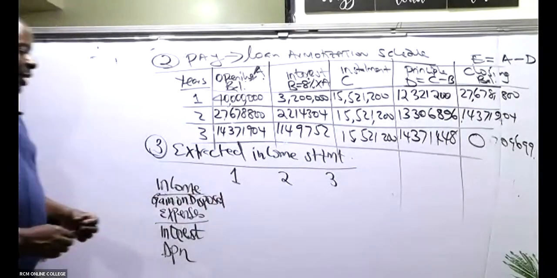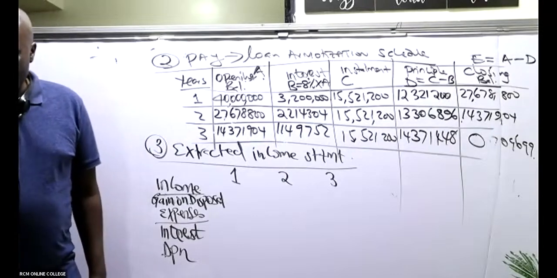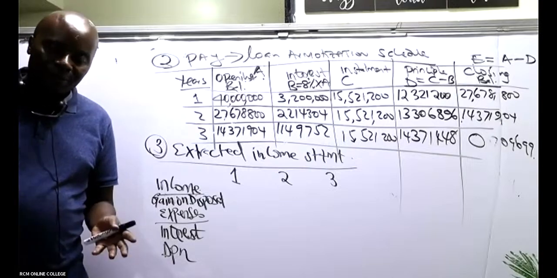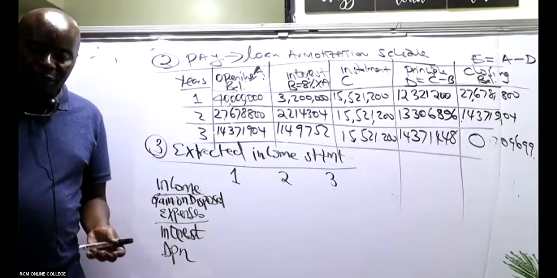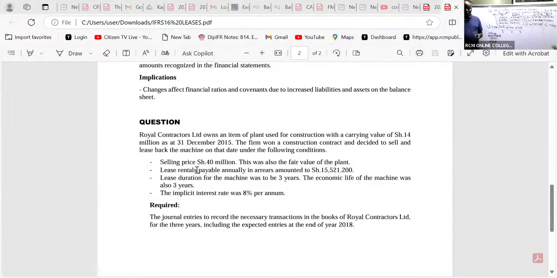Can somebody give me the gain on disposal that we shall book in year one? Remember, this asset initially was ours. We sold it for 40 million. By the time we were selling it, its net book value, the carrying value, was 14. So see, we made a huge profit, really. We sold it for 40 when it was worth 14 in our books.